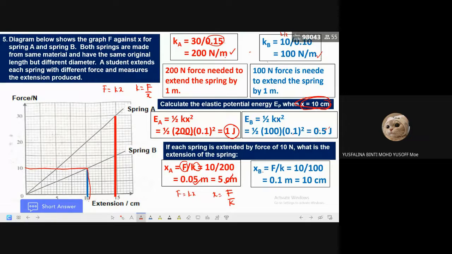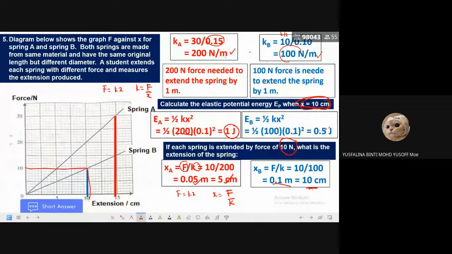For the extension of spring B, F is divided by k. Your F is 10 Newton, they said they apply 10 Newton. Sorry, this one your k is 100 Newton per meter, so you divide, you will get 0.1 meter, so 10 cm. So this is the extension of the spring when you put the force 10 Newton on the object.